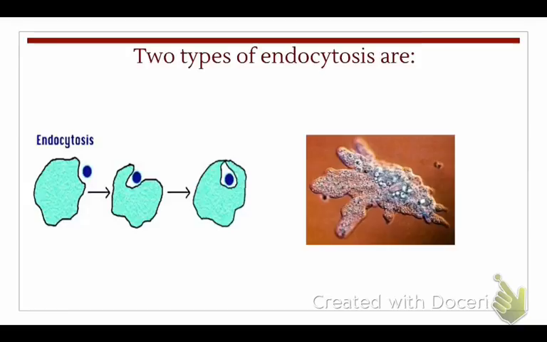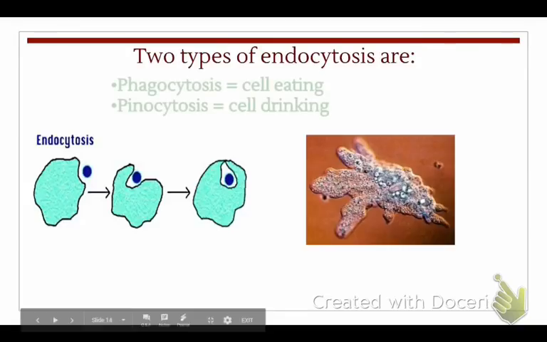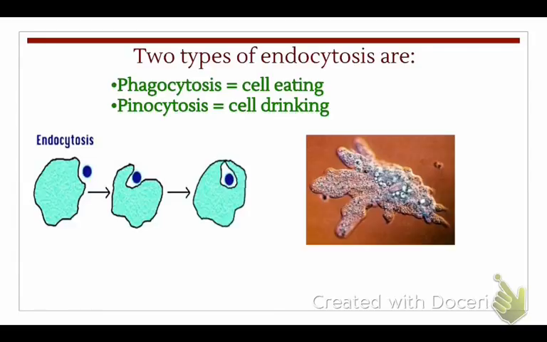There are two types of endocytosis. Okay? There is phagocytosis, which is cell eating. And there is pinocytosis, which is cell drinking. So if it's a solid, obviously it's phagocytosis. If it's a liquid, then it's pinocytosis. Pretty easy.